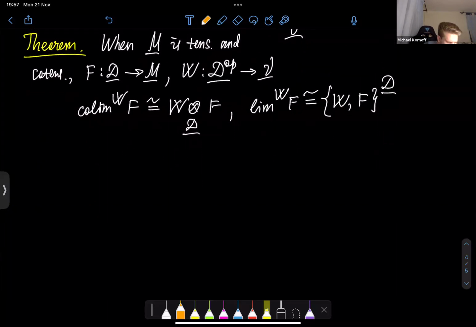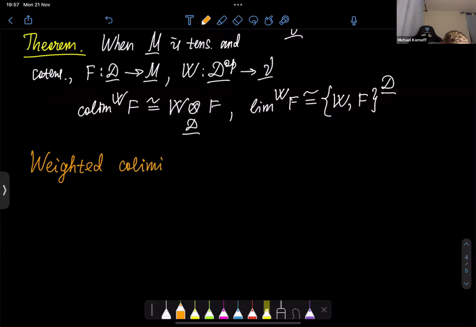Okay. Now I'd like to talk about weighted colimits as left equivariant bifunctors.